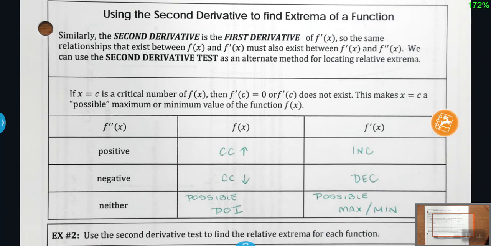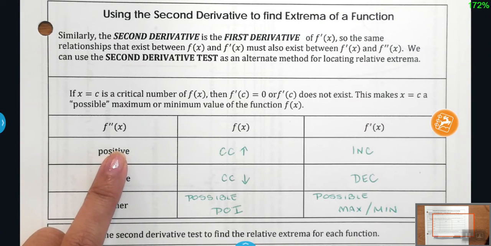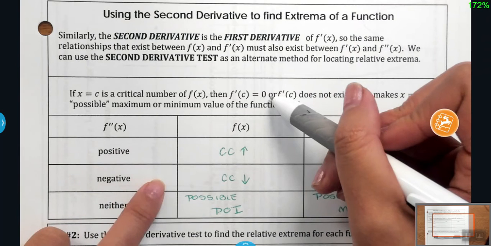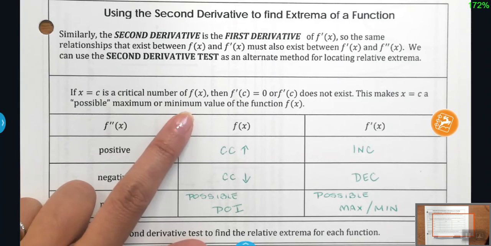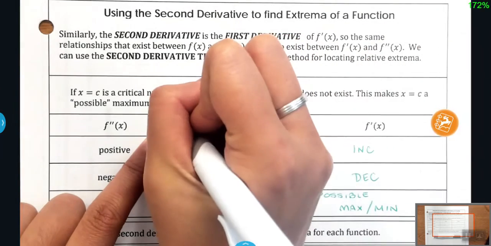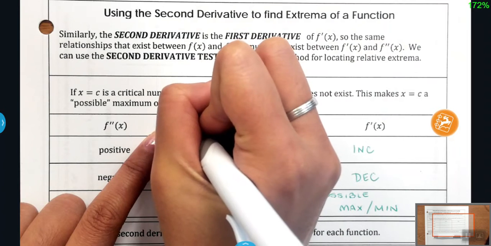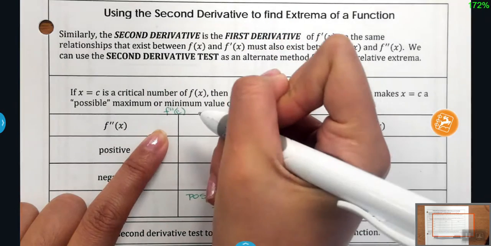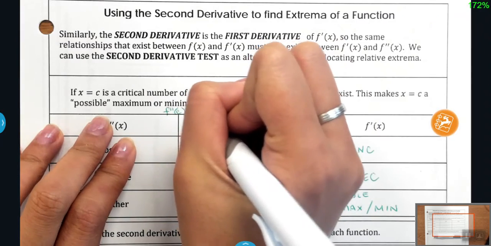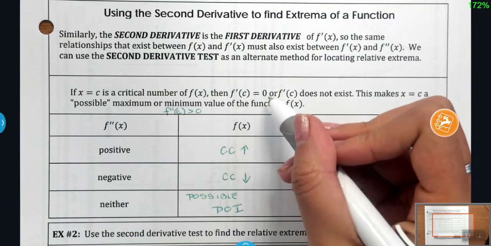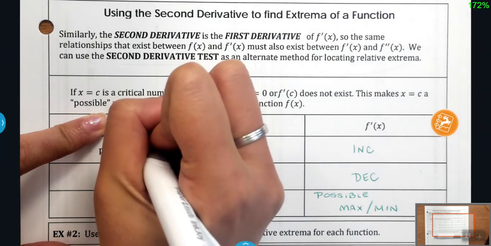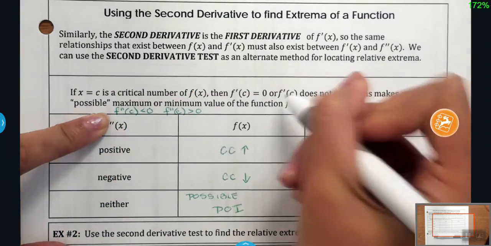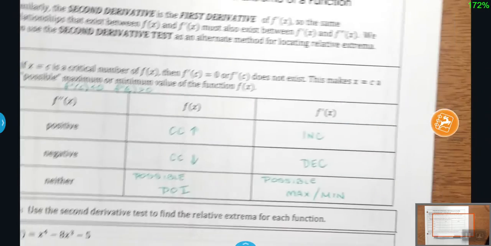Okay, now think about this. If the second derivative is positive, and the first derivative equals 0, then I'm going to have a minimum. So a minimum happens when f double prime of c is greater than 0 and the first derivative equals 0. And a maximum happens when f double prime of c is less than 0 and the first derivative equals 0. I'll draw a small little graph of what's happening over here.